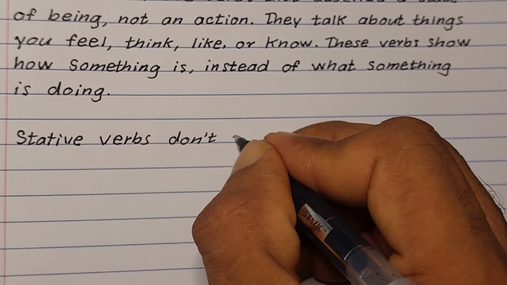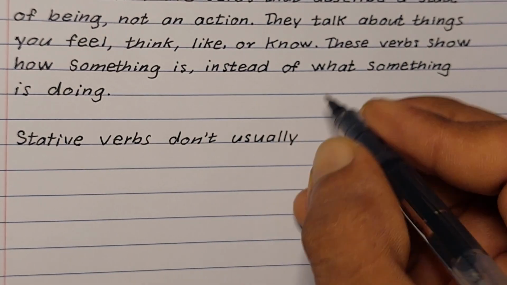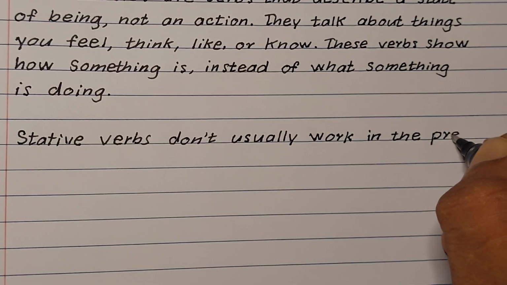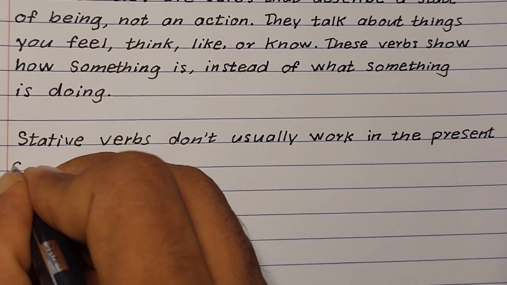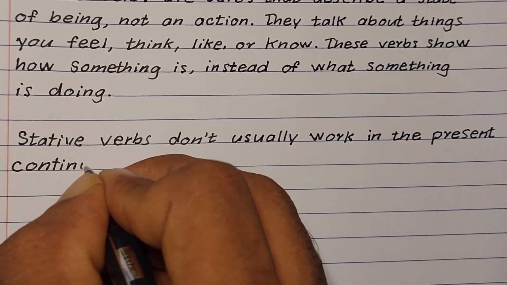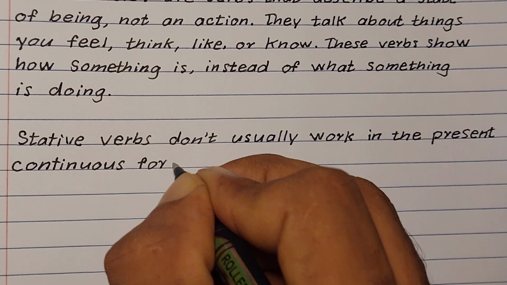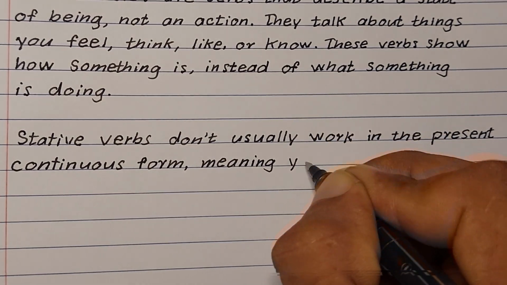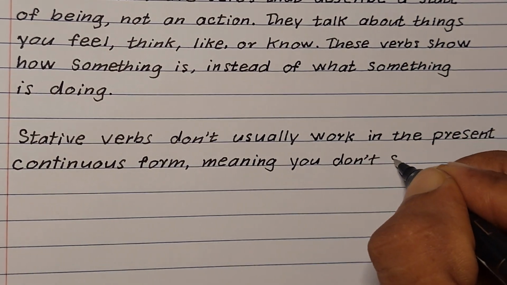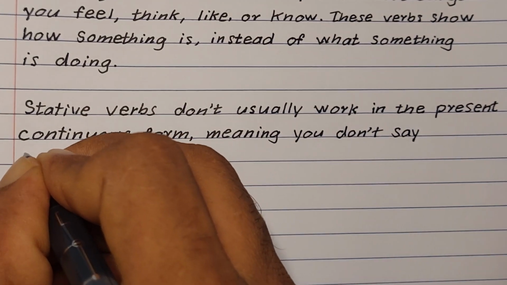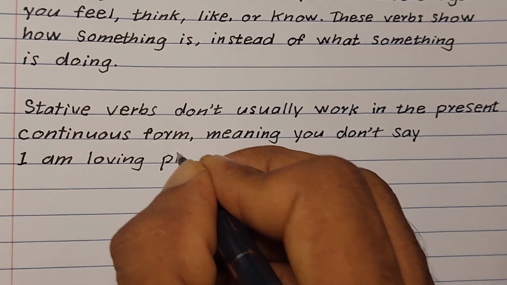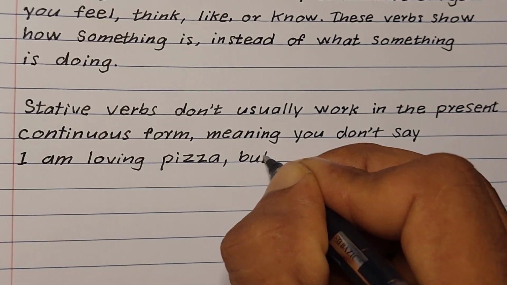Stative verbs don't usually work in the present continuous form, meaning you don't say I am loving pizza, but instead you say I love pizza.